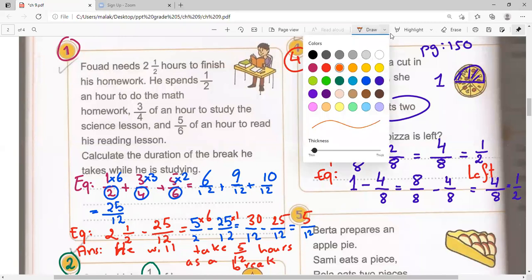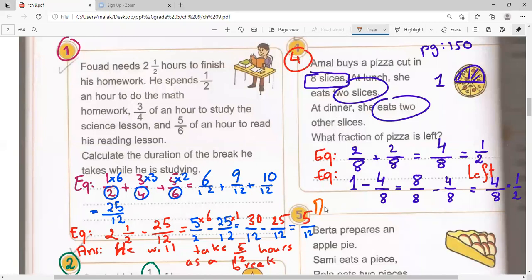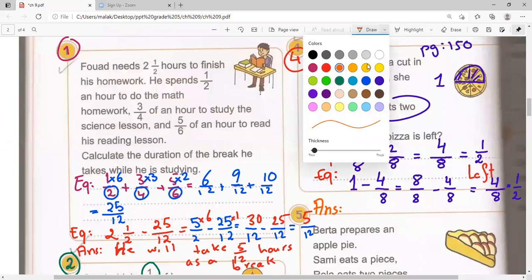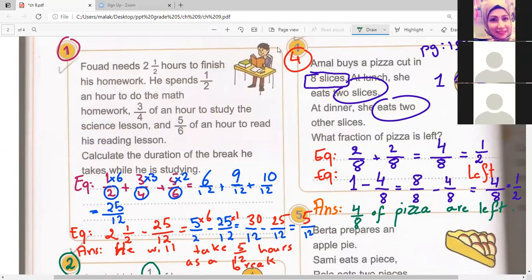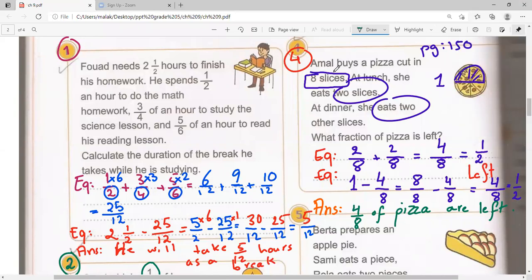So the answer: 4 over 8 of the pizza are left. Is it clear? Yes. Okay. Just 1 minute. You did it correct? Yes, I do it correct.